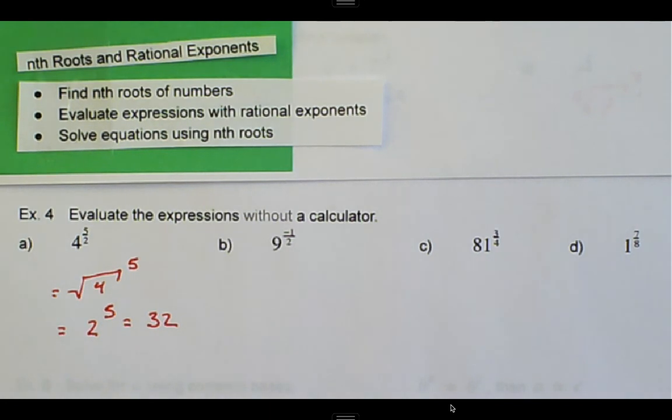Next example, that should be equal to plus or minus 2. So 2 to the 5th power is 32, and negative 2 to the 5th power is equal to negative 32.